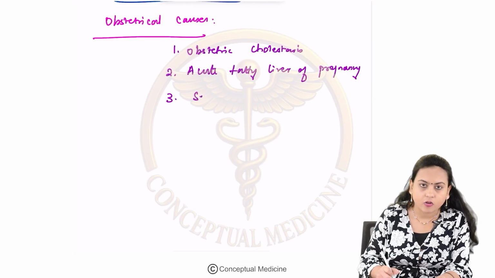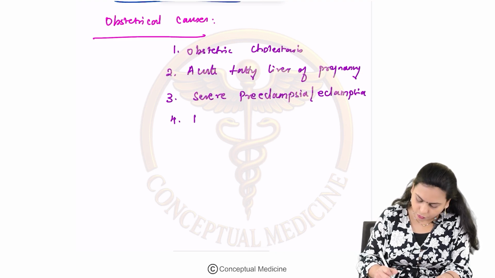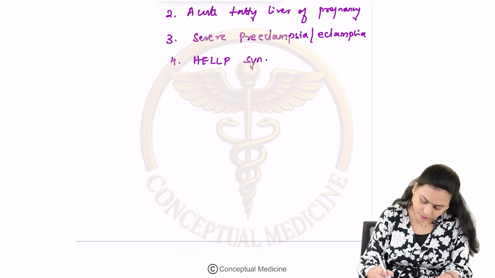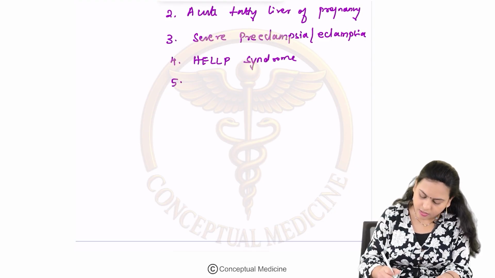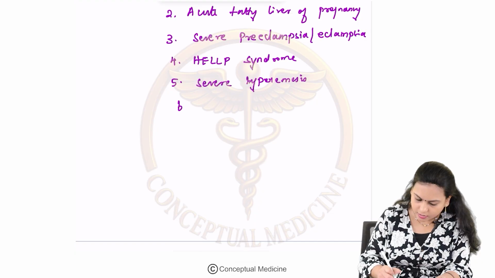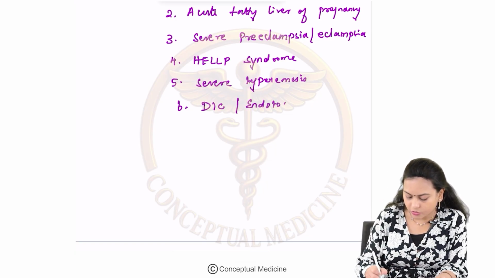Number 3, it can also arise due to severe preeclampsia or eclampsia. Number 4, it can also arise in HELLP syndrome. Then it can also be seen in cases of severe hyperemesis, that is hyperemesis gravidarum. And sometimes it can also occur if there is DIC or endotoxic shock.